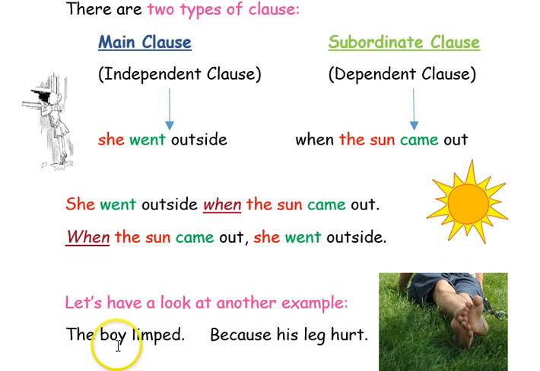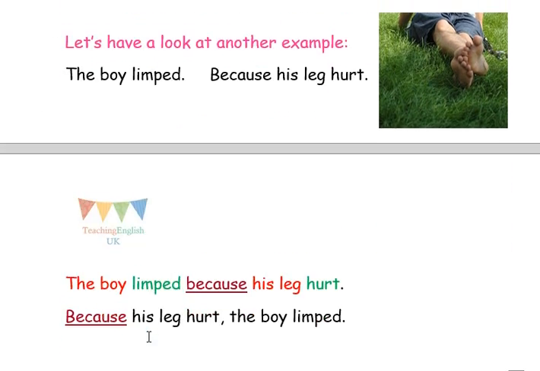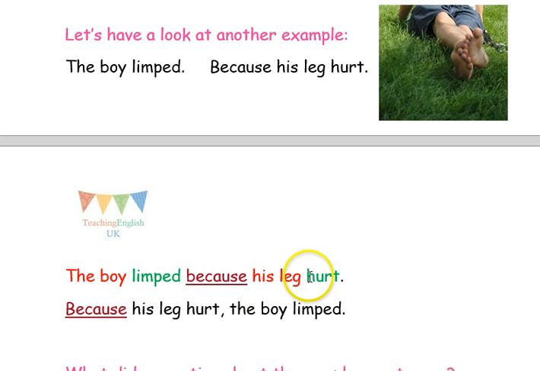The boy limped. The boy is the subject and limped is the verb. Because his leg hurt: the subject is his leg and the verb is hurt. However, this does not make sense. It's a fragment. So you need to put the subordinate clause with the main clause in order for it to make a complex sentence. Let's have a look. The boy limped because his leg hurt, and we can move this subordinating conjunction to the beginning. But if we do that, we do need to insert a comma here. And now it reads, because his leg hurt, comma, the boy limped.